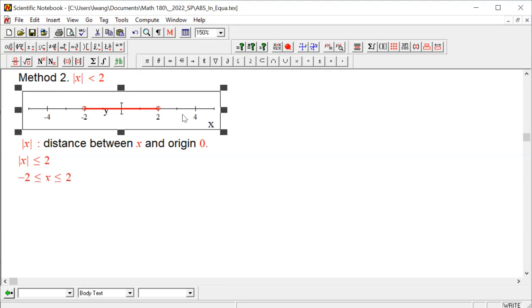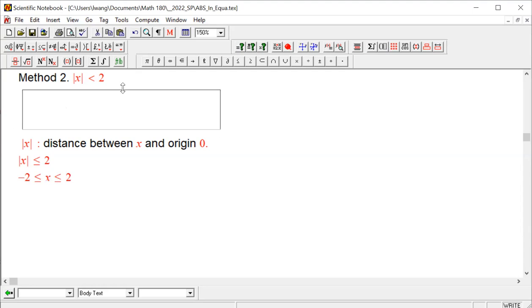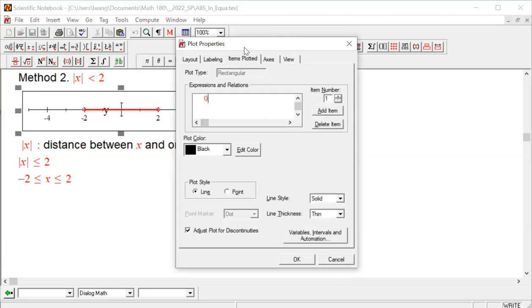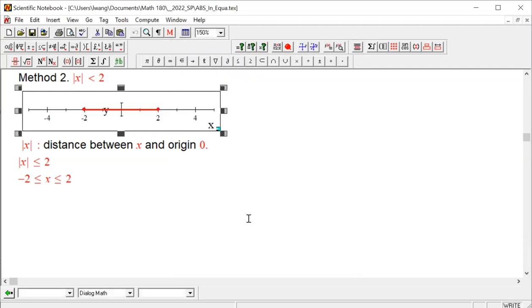In terms of this graph, what will happen? The circles will turn into dots. Okay, so that's going to be a dot, and that's going to be a dot. That's it. Okay, so this is for less than or equal to 2.